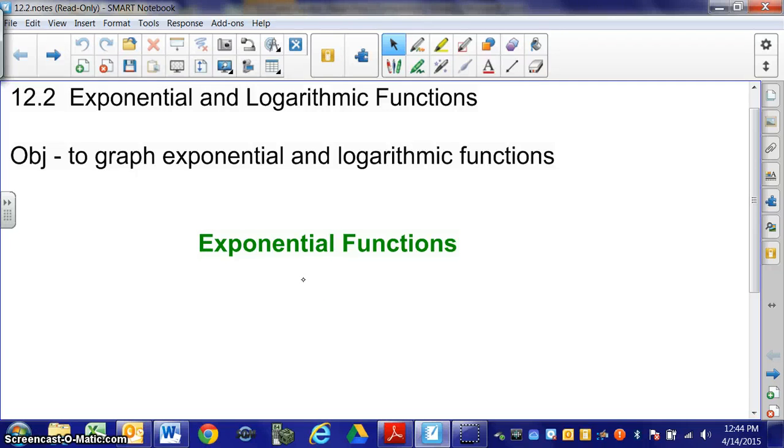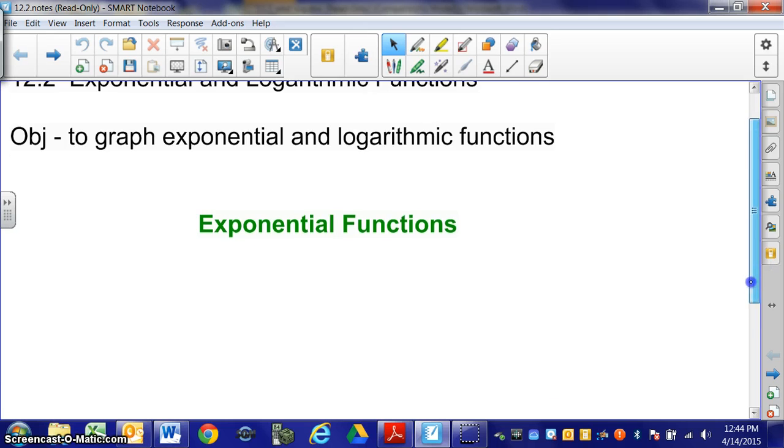Well, hello there. Today we're going to work on section 12.2 where we actually get into exponential and logarithmic functions. Our objective today is going to be graphing. So we're going to get our graph paper handy, or hopefully you have graph paper, and show you how to graph exponential and logarithmic functions.